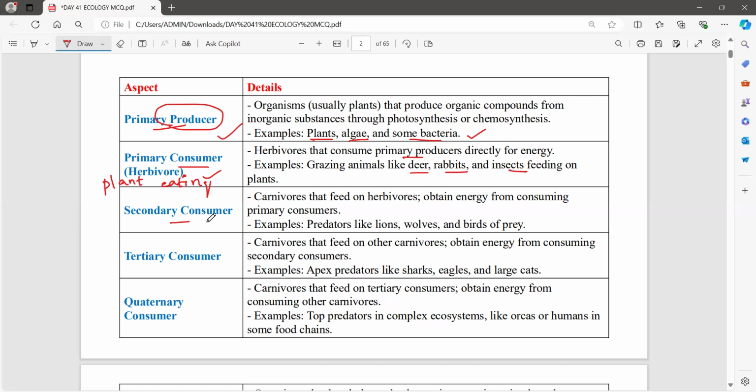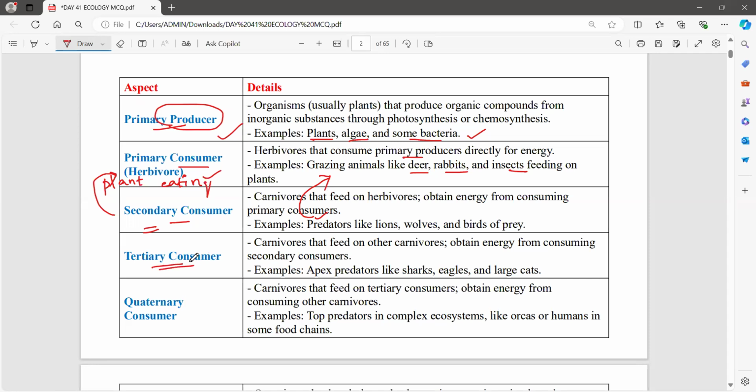And secondary consumers are those who depend on the herbivores or primary consumers. So shall we call this secondary consumer a predator? Just say yes or no. Yes. This is a predator, and the animals it feeds on, like deer, rabbits and insects, are called prey.